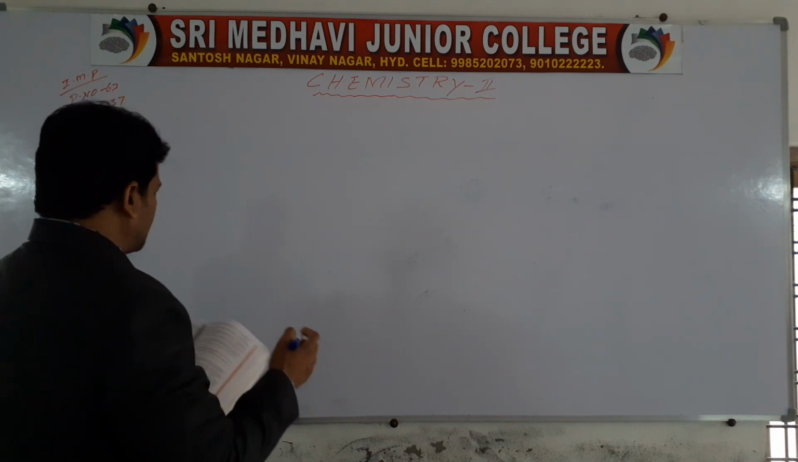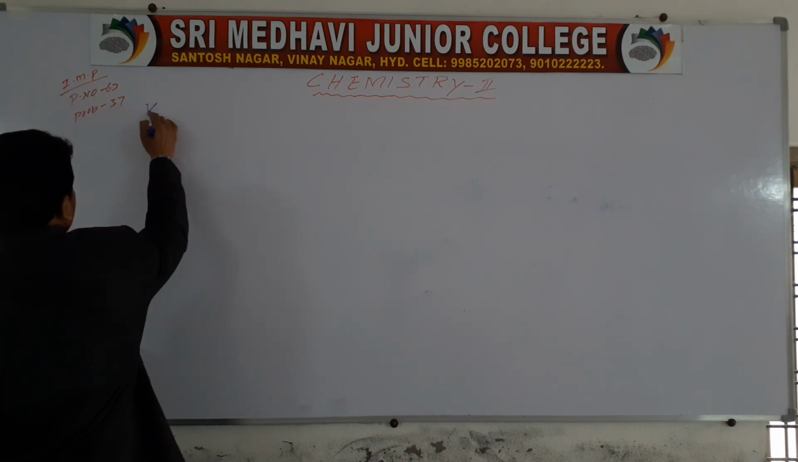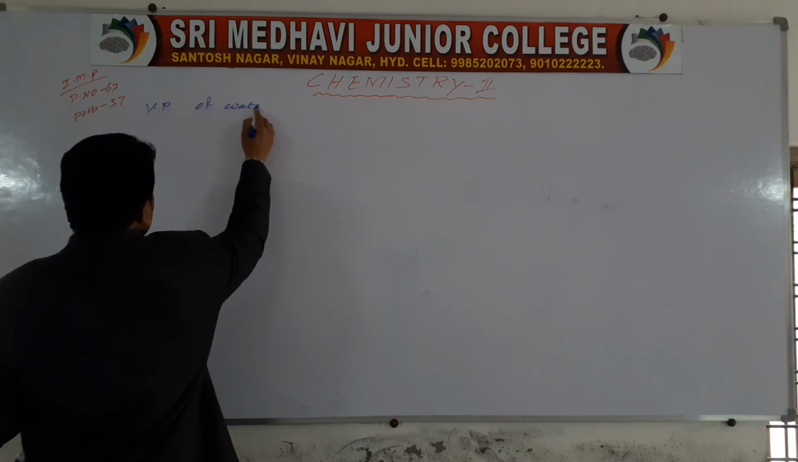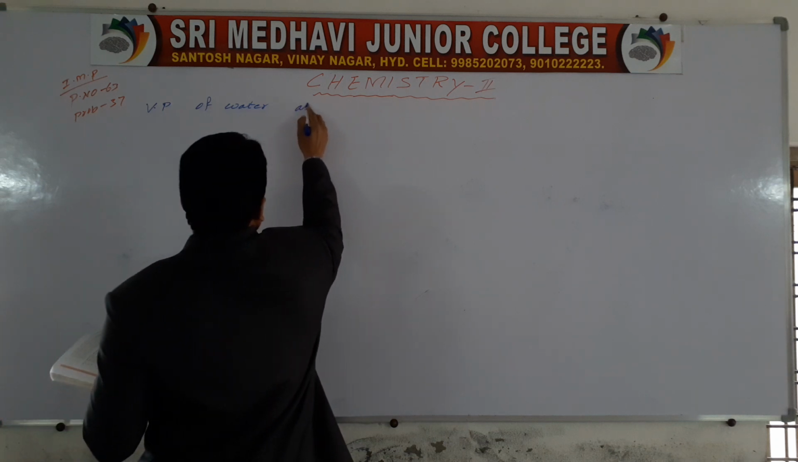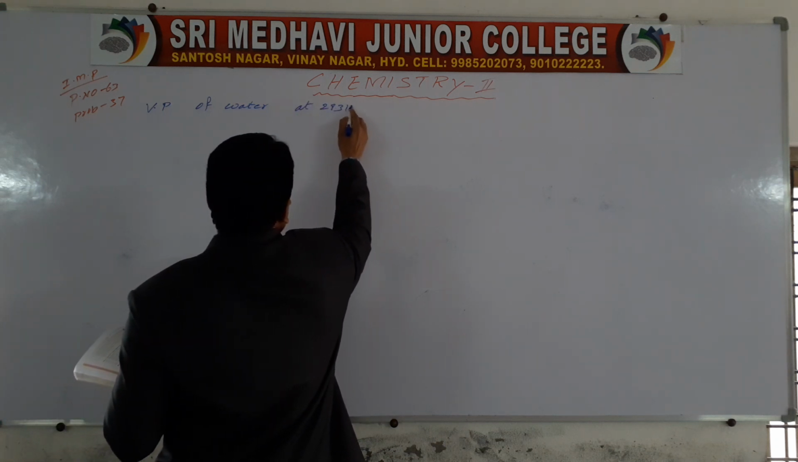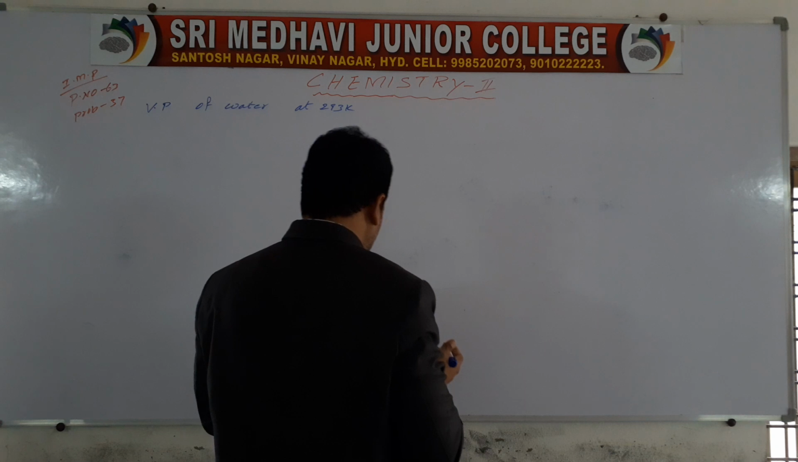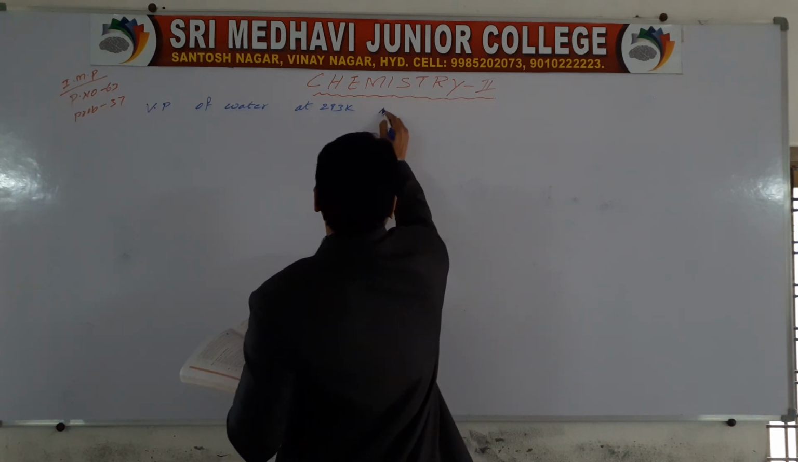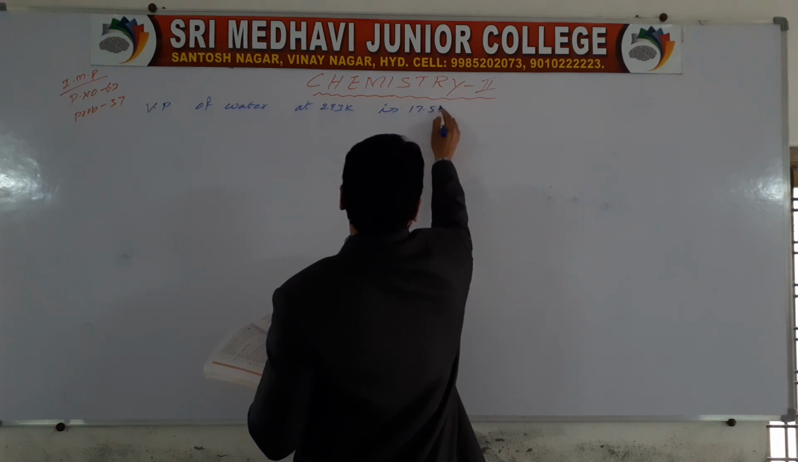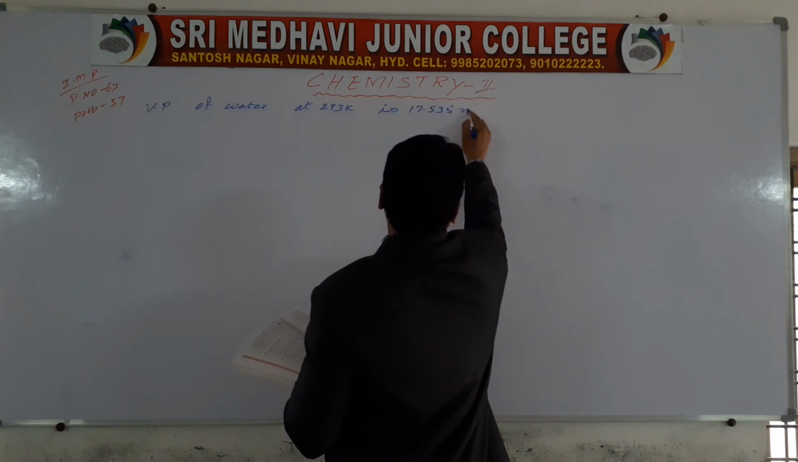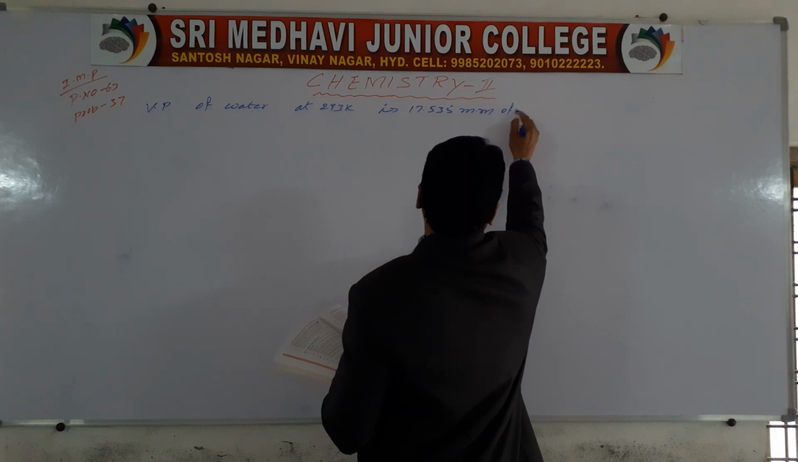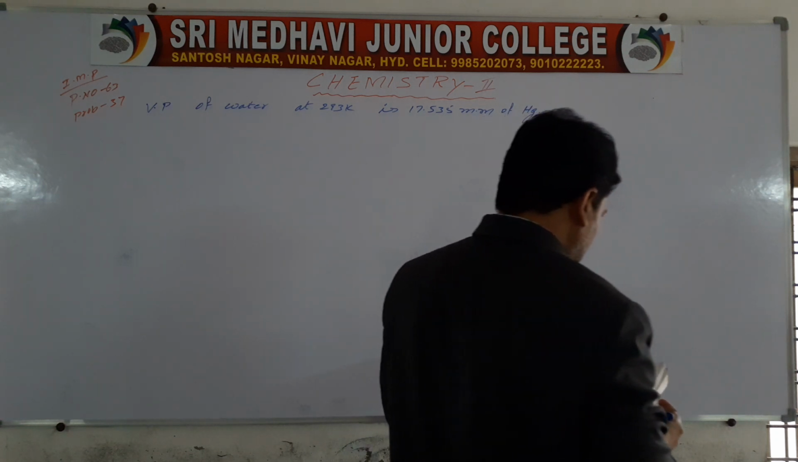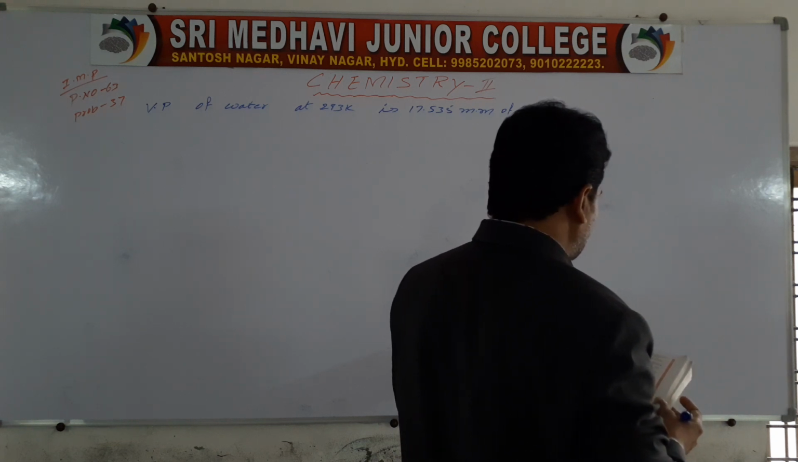So what is the problem? Vapor pressure of water at 293 kelvins is 17.535 mm of Hg. Calculate the vapor pressure of the solution.